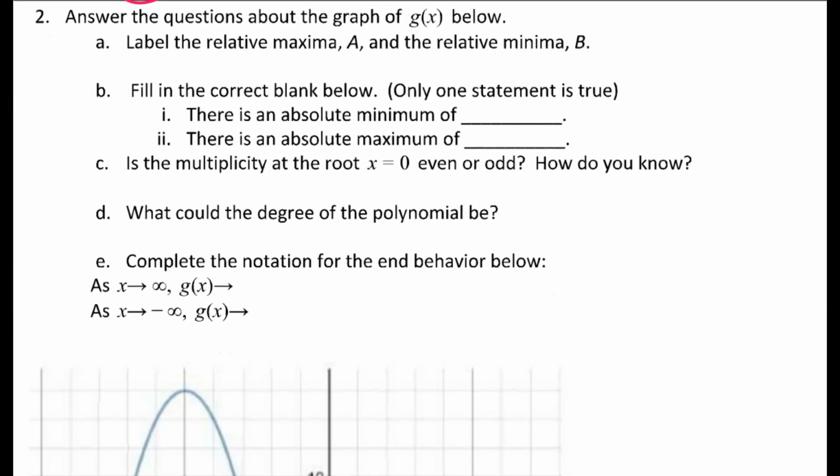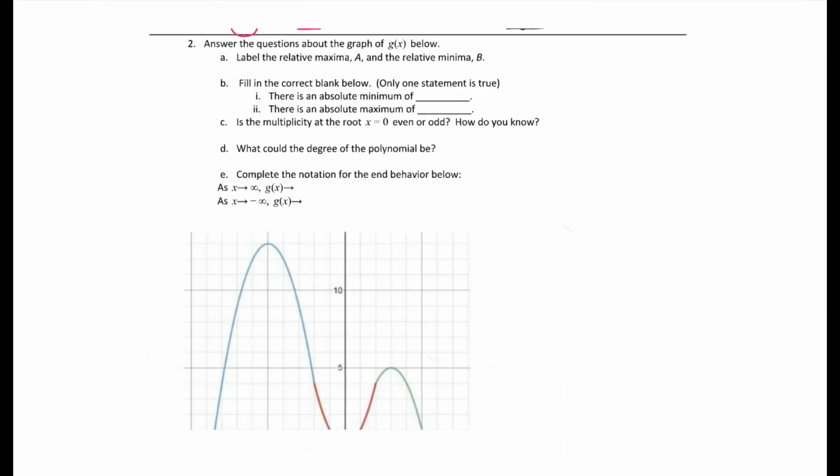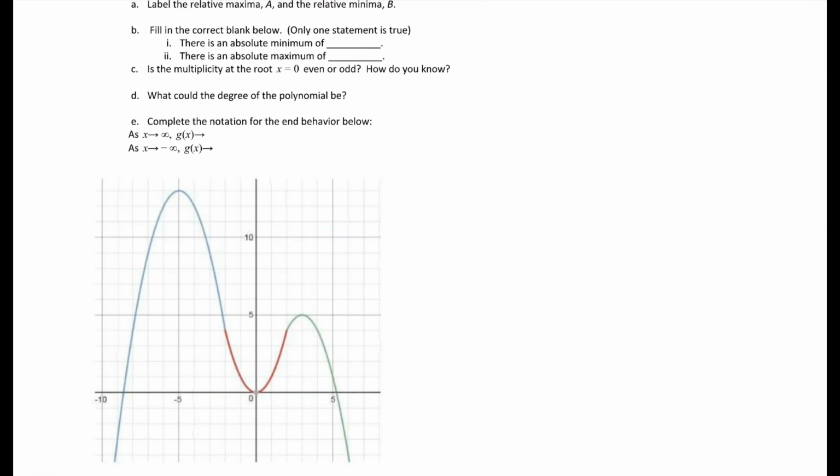For number 2, it says to answer the questions about this polynomial below. So label the relative maxima A and the relative minima B. Maxima is just plural for maximums, and minima is just plural for minimums. So I notice this is the highest point over here, and this is the highest point over here. So relative to the points around it, those 2 points would be considered maximums because they're turning points. And there is a relative minimum right here because that's a turning point as well, but it goes from decreasing back to increasing. So fill in the correct blank below.